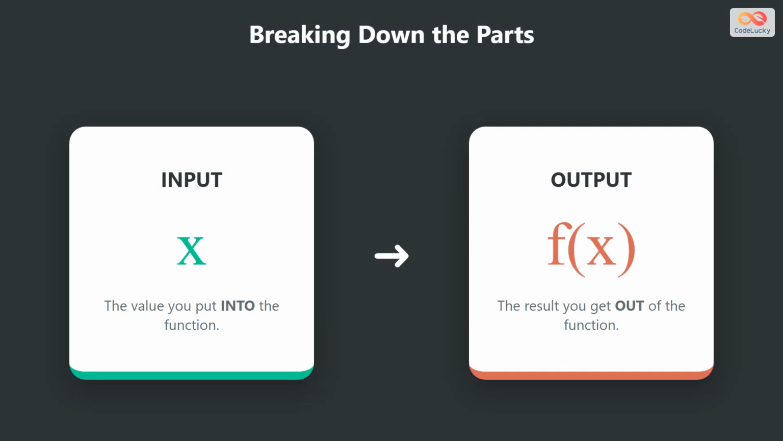Let's break it down into two parts. The letter inside the parentheses, usually x, is your input. This is the number you are feeding into the machine. The whole symbol, f of x, represents the output. It is the result. So, if you are used to seeing equations with y, just remember that f of x is often used in the exact same place as y.